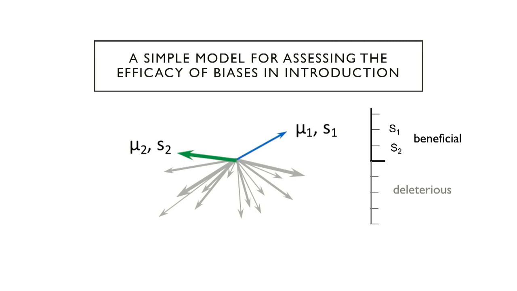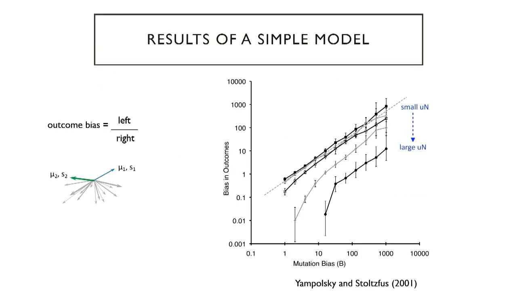And the question is, how often, and under what conditions, is evolution going to go to this mutationally favored option? So here are some simulations showing the bias in outcomes as a function of mutation bias for a bunch of different population sizes that entail going from small mutation supply to large mutation supply. And what we see is that all the lines are going up, and wherever the bias in outcomes exceeds 1, that means that evolution is favoring the mutationally favored option.